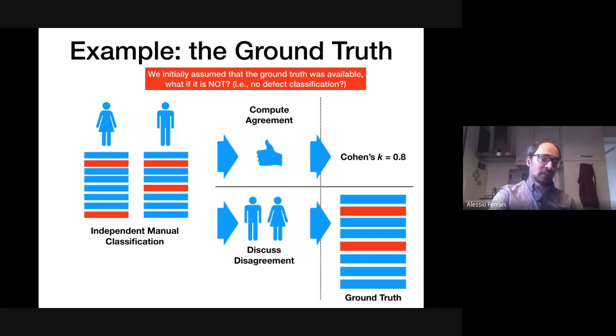If they disagree, in some cases they will surely disagree. In those cases, they will discuss the disagreement and come to an agreed ground truth. So a set of requirements for which they say, okay, this is surely not defective, and this is defective. So this is the process that you should put into place if you want to have a reliable ground truth.